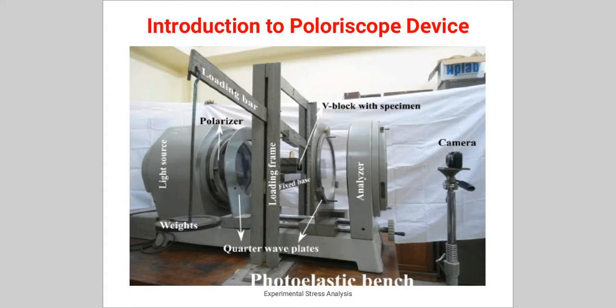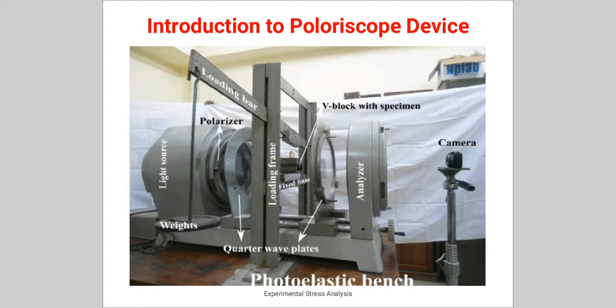In experimental stress analysis, there are basically three methods. One is photoelasticity, then the coating method, and the third is strain gauge techniques. Out of these three techniques, the first is photoelasticity, and in the concept of photoelasticity this device is used during the analysis. If you go through the figure, the polariscopic device consists of some additional important elements. One of the most important elements is called the light source.